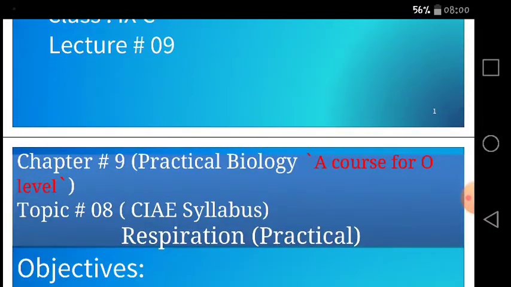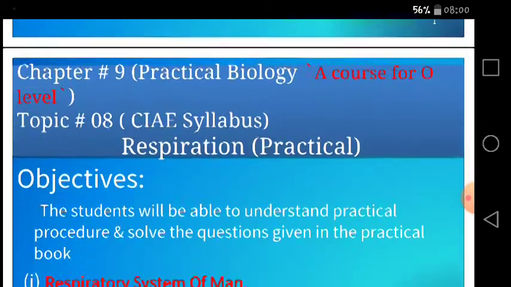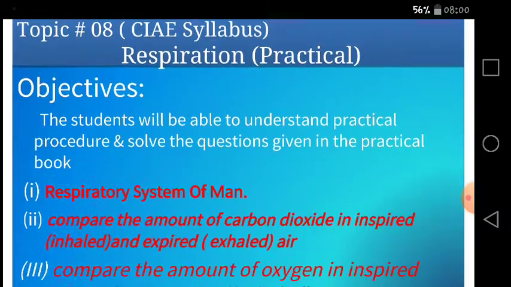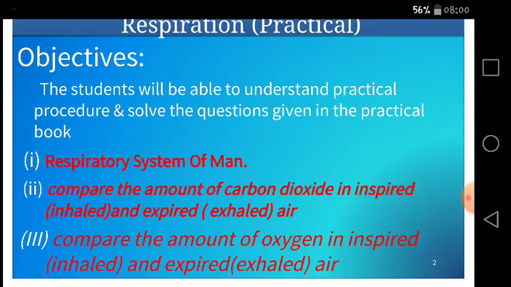Dear students, the first topic which I have selected for you is respiration, the practical work related to respiration. According to your book Practical Biology, a course for O level, chapter number 9, and according to CI syllabus, topic number 8. Dear students, our objectives for today will be as follows.